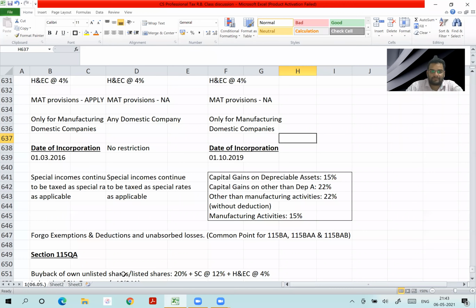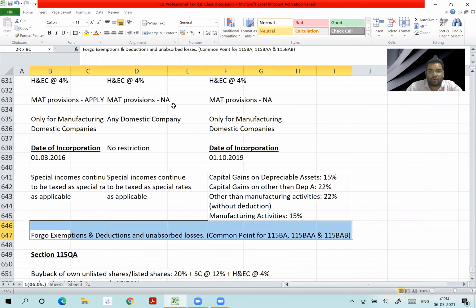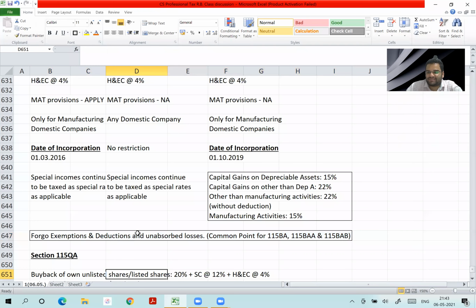Clear? Forgo exemption and deduction and unabsorbed losses in all cases. That is a common point in all cases. Did you understand? A short recap of 115BA, BAA and BAB. Can't get simpler than this.